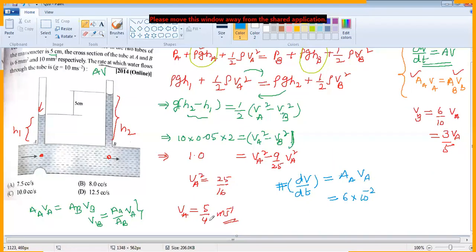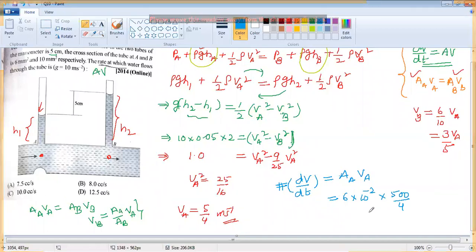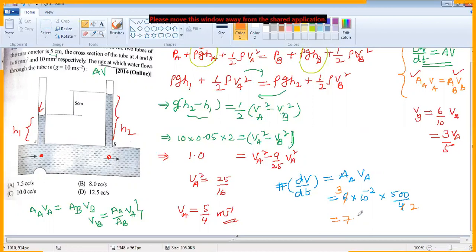Then velocity of A is 5 by 4 meters per second, in the sense 500 by 4, that is 125 centimeters per second. Because our answer is in cubic centimeters per second, I converted everything to centimeters. So then what is your answer? Can you solve this? This is 7.5 cubic centimeters per second. This is your answer. This is the important concept of the Venturi meter, sir.